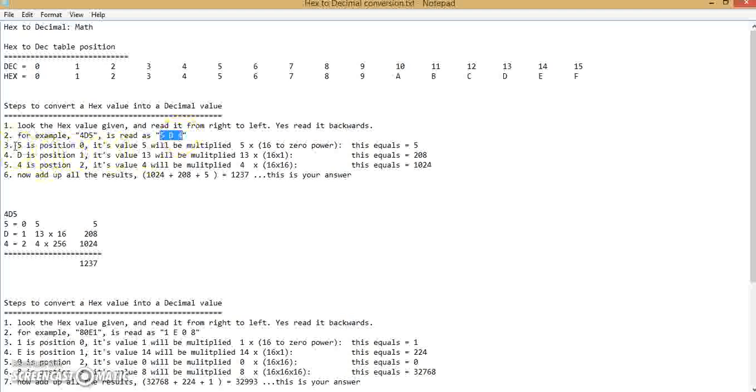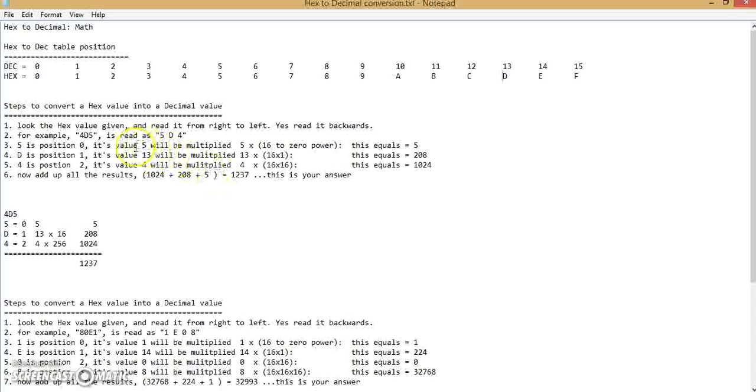My next step here is, let's say we take 5, which, as I'm reading it backwards, is position 0. It's got a value of 5. We have D, which now is position 1, has a value of 13. And we have 4, which is in position 2. It has a value of 4. Now, the next step here is, remember, we're really talking about base 16 versus base 10.